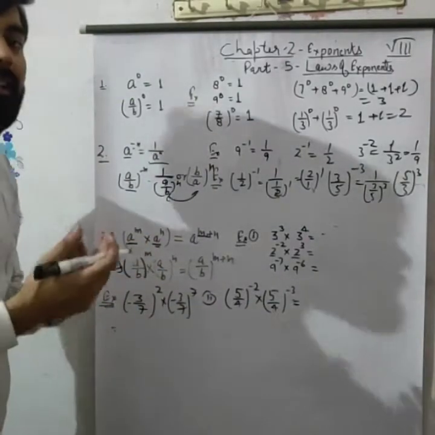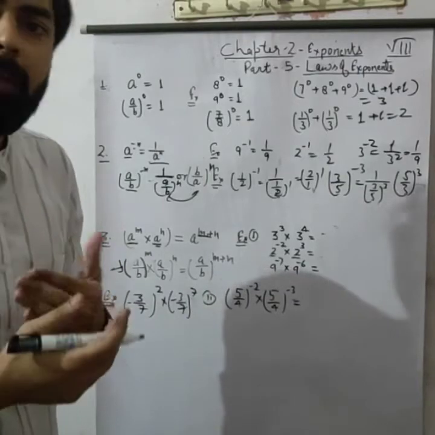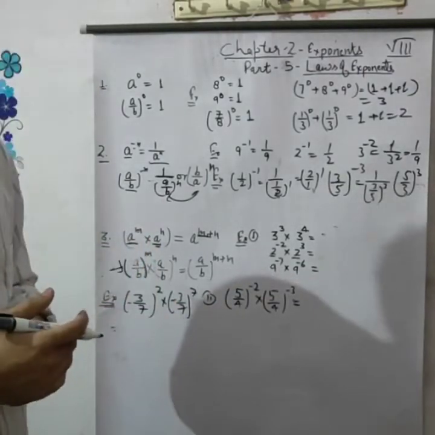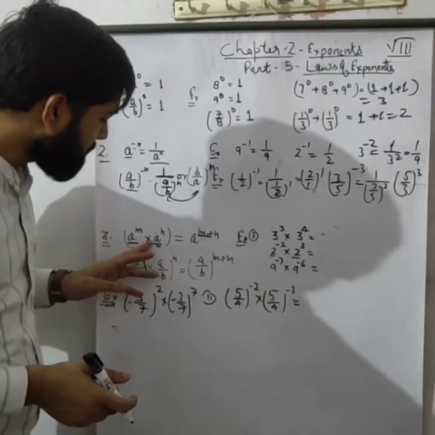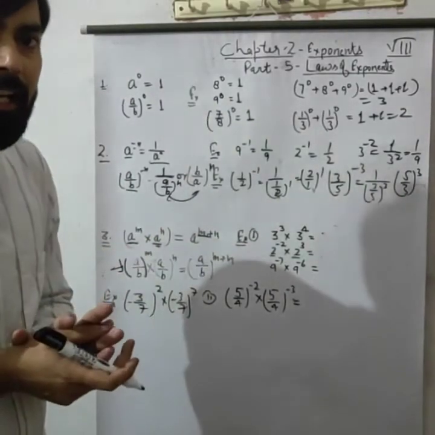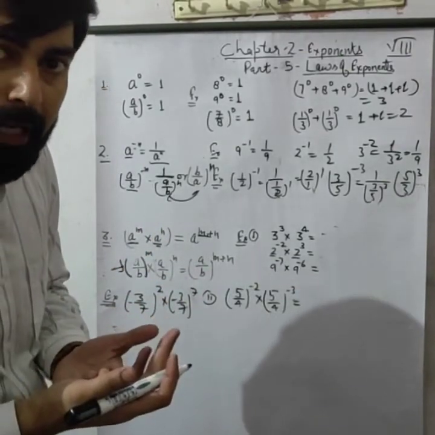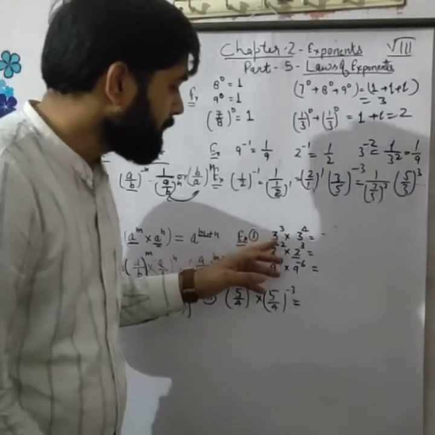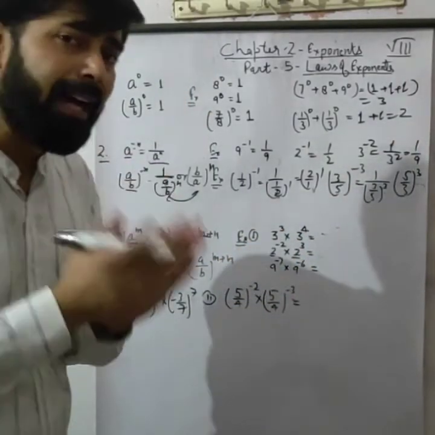So another law of exponent is that when multiplying powers with the same base, the powers will be added. a^m multiplied by a^n equals a^(m+n). Example: 3^3 multiplied by 3^4. In this type of question, first we match the base.